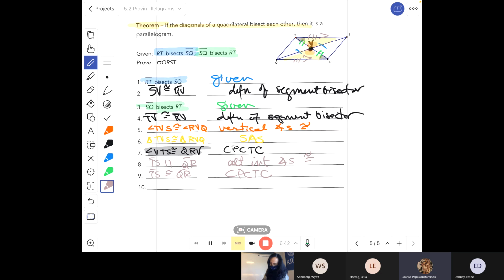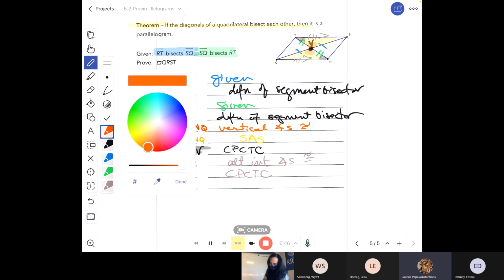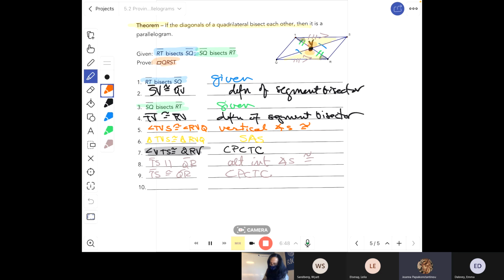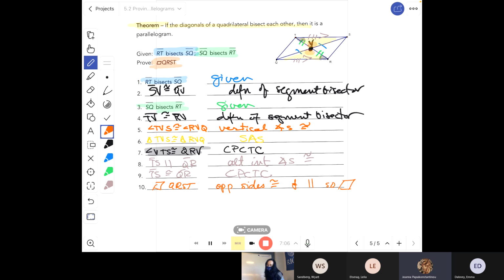CPCTC. And we have enough to show this. It is, in fact, a parallelogram because opposite sides are congruent and parallel. And would it be definition of parallelogram? Yeah, that is part of the definition. Yep, you got it. I just was a little bit more explicit.